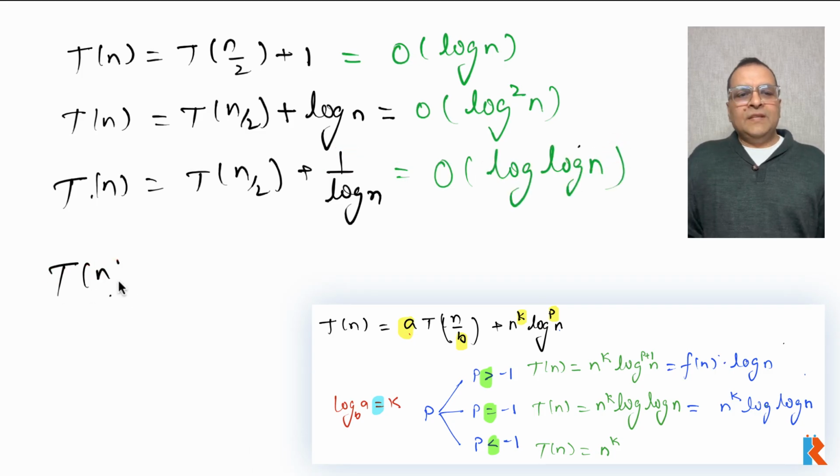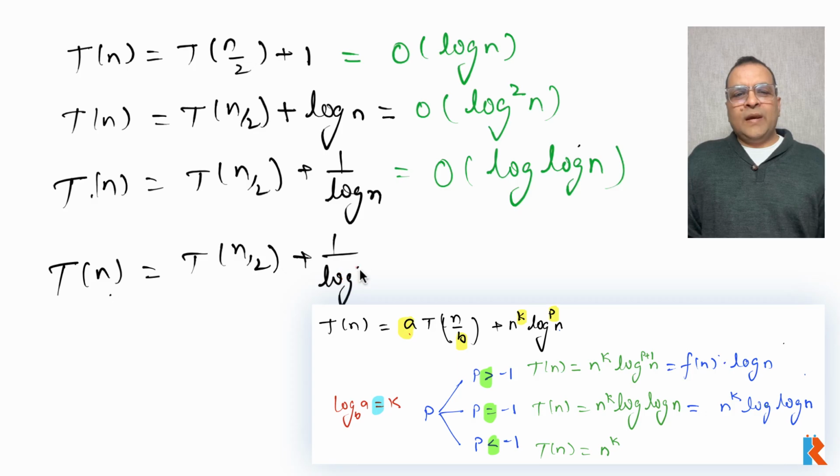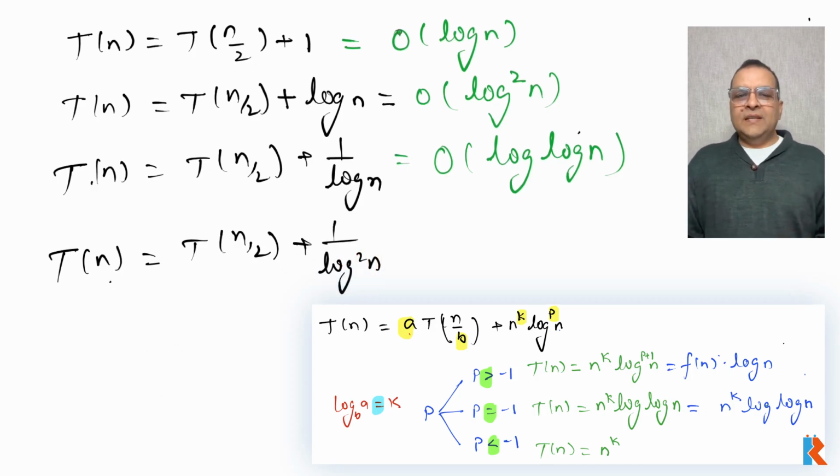What if we have T(n) equals T of n by 2 plus 1 divided by log square n? In this case, again, log of a to the base b is equal to k.